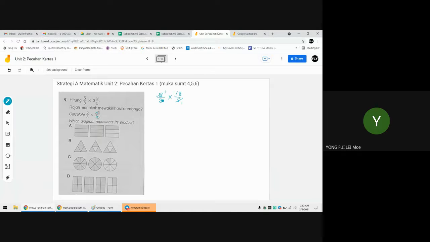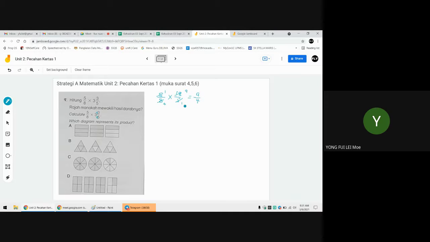Okay, and this one, 18 and 8. They are even numbers. Even numbers can be divided by 2. So 2 times 4, 8. 2 times 9, 18. So your answer is 9 over 4. Okay, don't leave it like this.